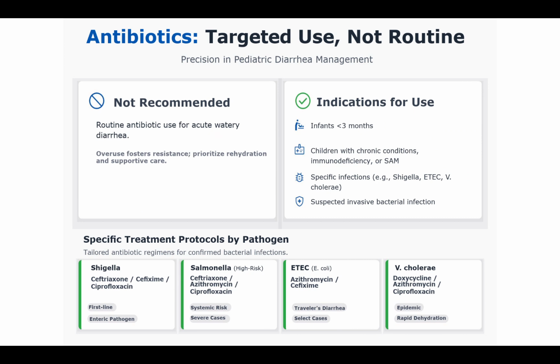When antibiotics are indicated, specific treatments are recommended. For Shigella, ceftriaxone, cefixime, or ciprofloxacin are options. For non-typhoidal salmonella, usually only in high-risk children, parenteral ceftriaxone or oral azithromycin or ciprofloxacin might be used. Enterotoxigenic E. coli infection can be treated with azithromycin or cefixime. For Vibrio cholerae, a single dose of doxycycline for children over 2 years or a single dose of azithromycin or ciprofloxacin is recommended. This targeted approach helps us ensure effective treatment while minimizing the risk of resistance and adverse effects.